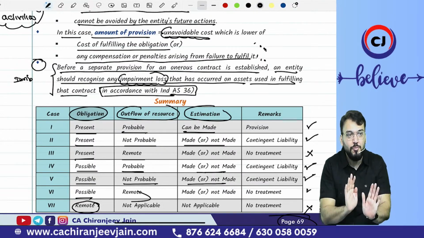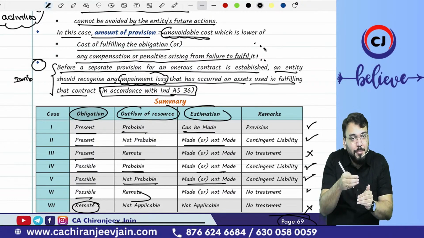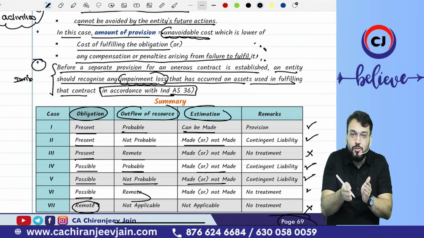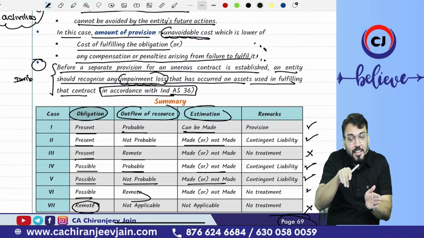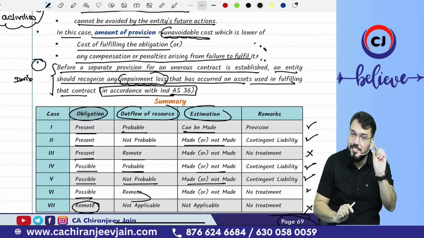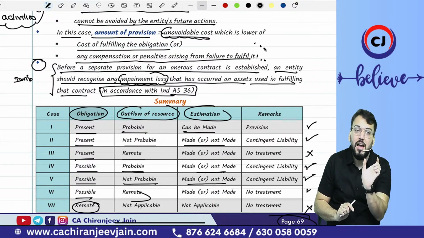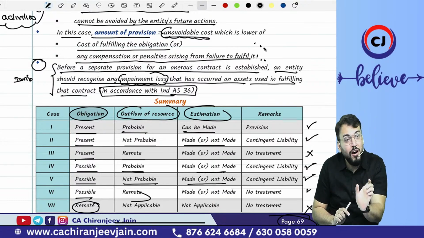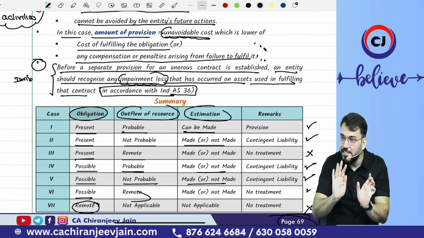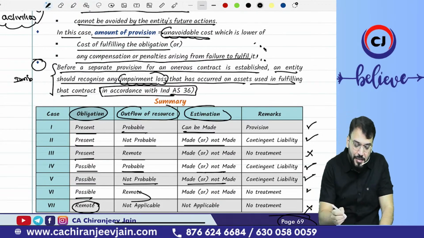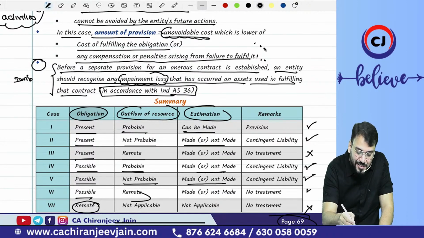Got this point? Whenever a contract becomes onerous, first we should calculate impairment loss on those assets which are dedicated to that contract as per Ind AS 36. For the balance loss, we should create a provision for the onerous contract as per Ind AS 37. Let me take one question so that you can understand this particular para.